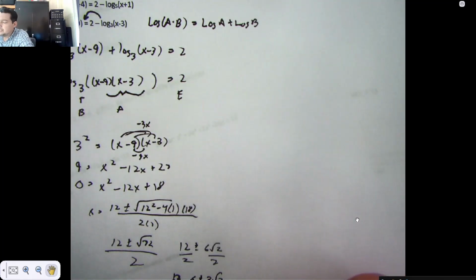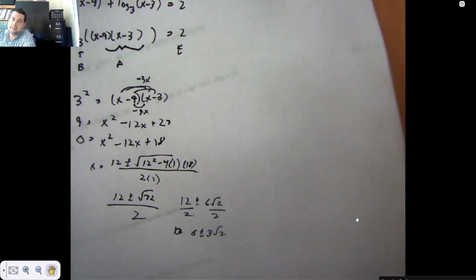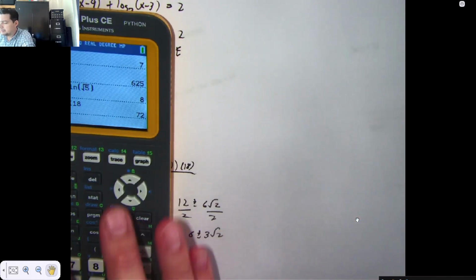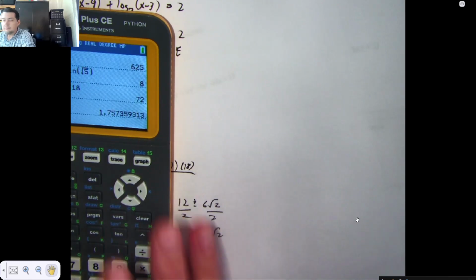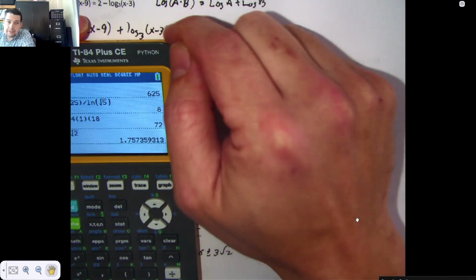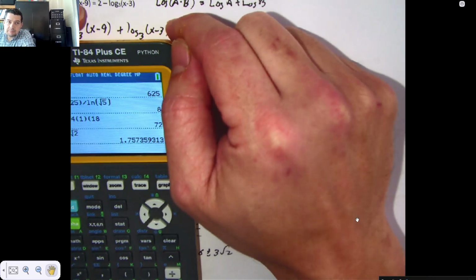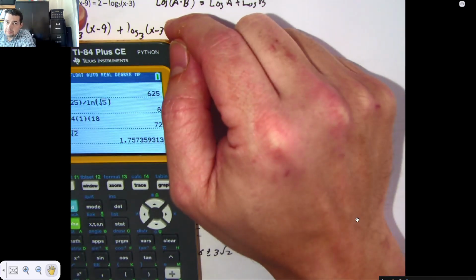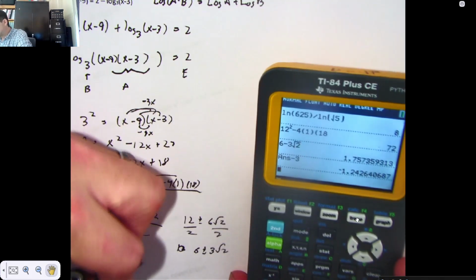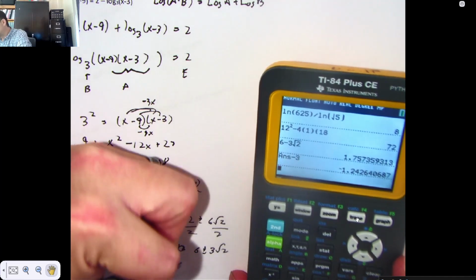Now, these need to be checked to see if they actually work. The deal is on a logarithm, you can't have an argument less than 0. So 6 minus 3 root 2 is that decimal right there. And if I threw it right here, I would have a negative entry. Wouldn't I? Because if I take away 3, bam, negative number. So 6 minus 3 root 2 is extraneous.